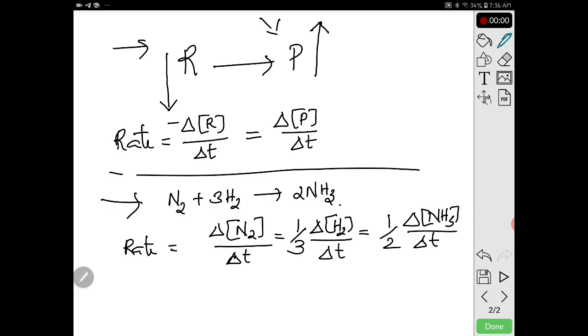Hope you understood. This is the basics of chemical kinetics, and this is about expressing the rate of the reaction with respect to any of the reactants or with respect to any of the products. So there is a question: how do you express the rate of the reaction with respect to all the reactants together? You need to look at a concept that we call the law of mass action.